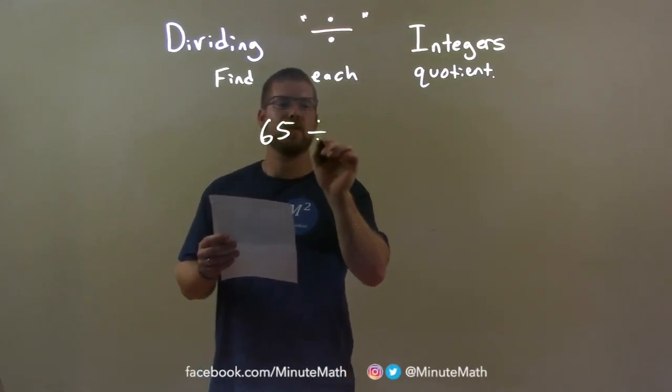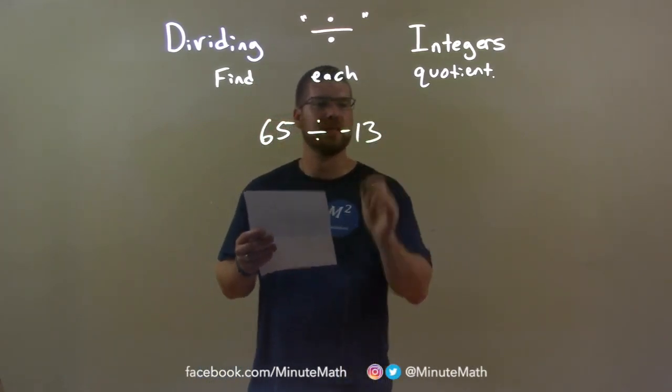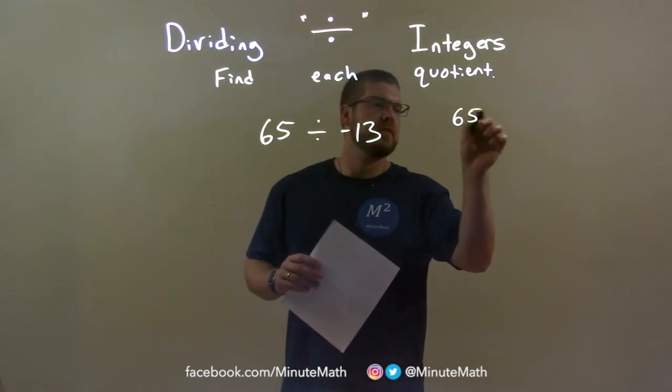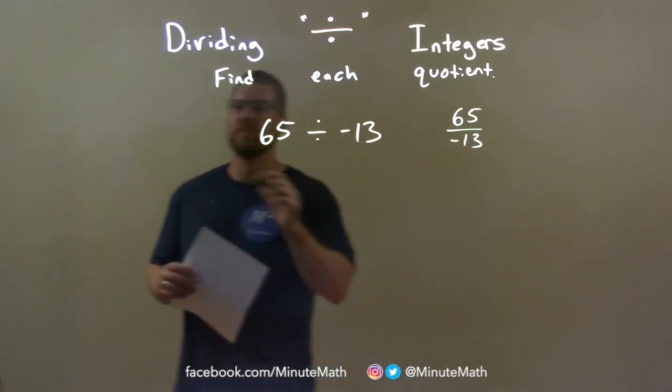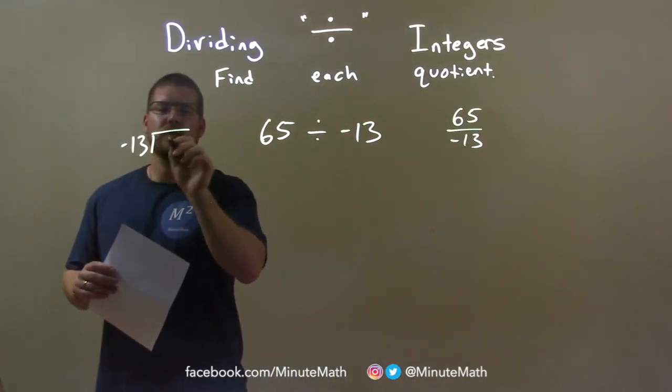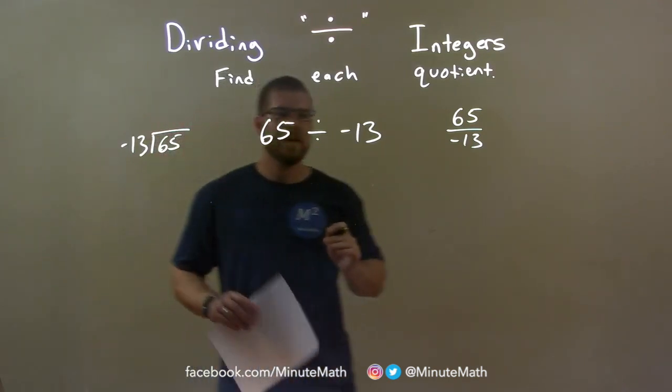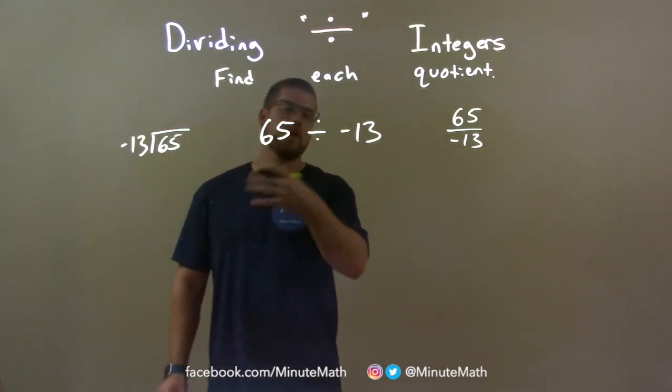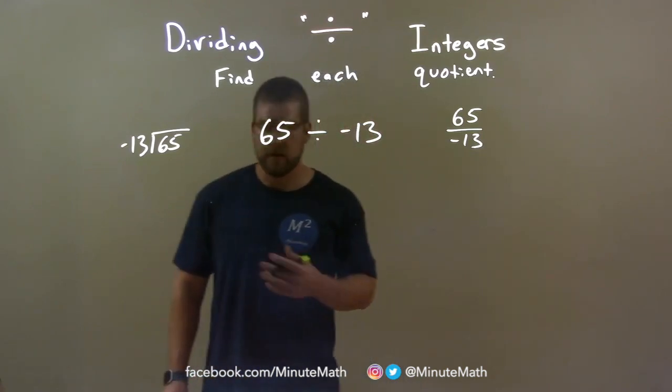65 divided by negative 13. That's the same as a fraction, 65 over negative 13. And how many times does negative 13 go into 65? Now this one's a little tricky. If you don't know it off the top of your head, it can be fairly difficult.